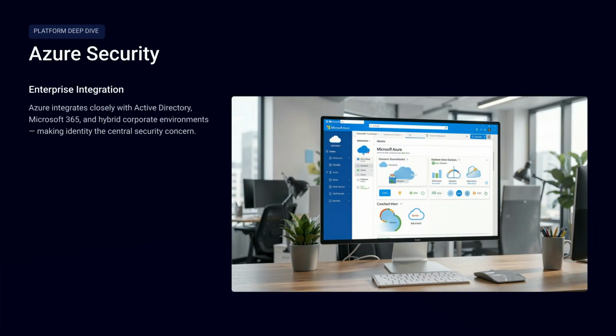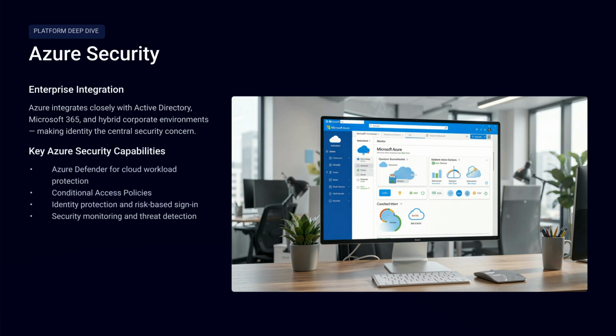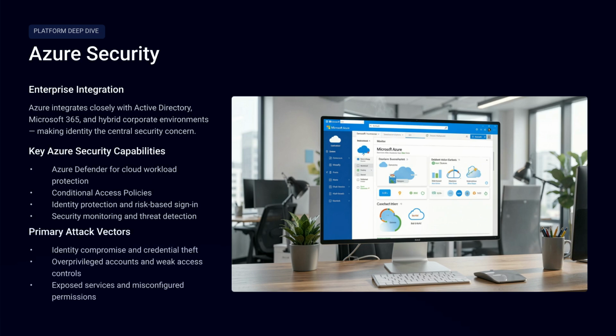Azure integrates closely with Active Directory and hybrid environments, making identity a central security concern. Key capabilities include Azure Defender, conditional access policies, and security monitoring. Primary attack vectors are identity compromise, overprivileged accounts, and exposed misconfigured permissions.